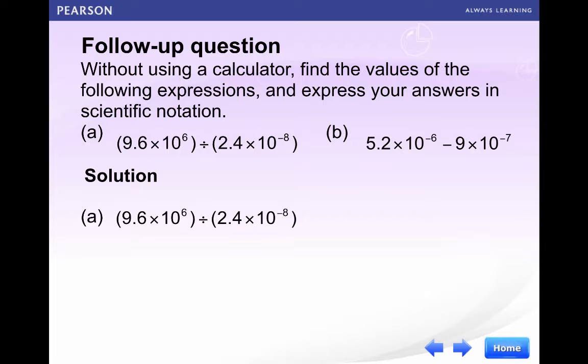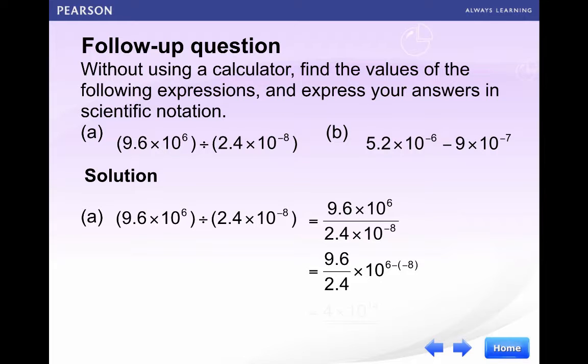So on this page, try not to use the calculator and find the values. For part A, you can find the value as 9.6 divided by 2.4 and 10 to the power 6 divided by 10 to the power negative 8. 9.6 over 2.4 is 4, and then the power of 10 will be 14. So you get 4 times 10 to the power 14.